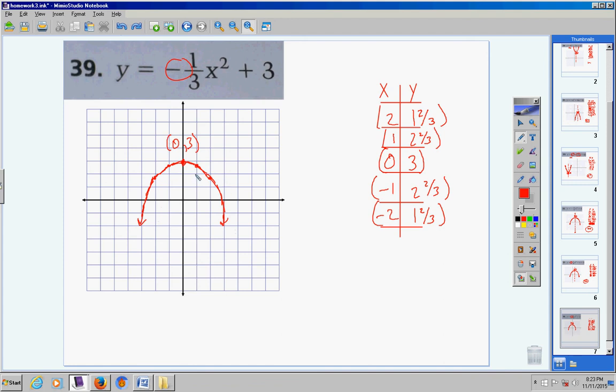And lastly, if I asked you for the axis of symmetry, you would say x equals 0 because it's a vertical line. We use x, and the x value of the vertex is 0. So the axis of symmetry is x equals 0. If I asked you to draw it, it would look like this, right here.